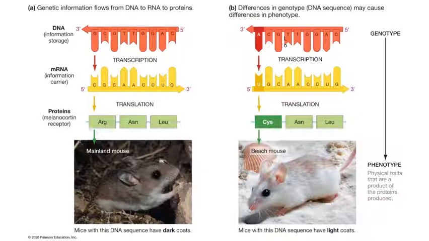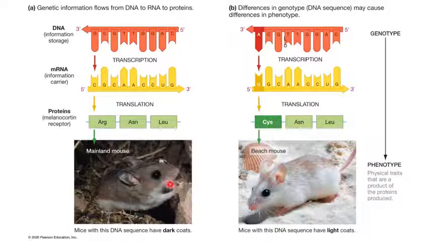This is an example of gene expression and how the genotype creates your phenotype, or the phenotype of these little mice, that is. So here we have on the left a brown mouse who lives in the woods. He is brown to blend in with his environment. And then on the right we have a beach mouse who's white or pale in color.